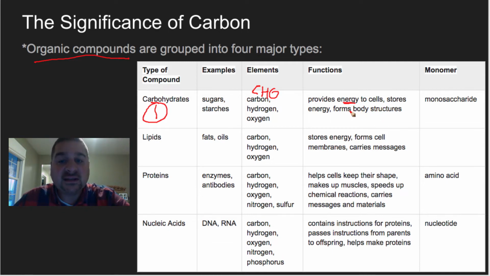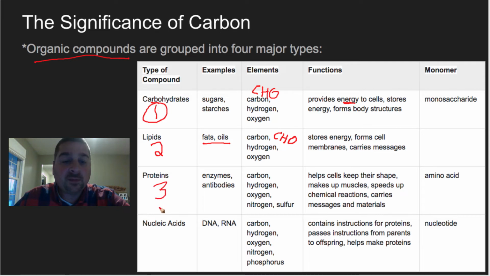and we'll look at some other uses as well. The second one is lipids, which would be your fats and oils. Okay, they are also CHOs, carbon, hydrogen, and oxygen. They store energy, form cell membranes, carry messengers. We'll look a little bit later in the next video at those.